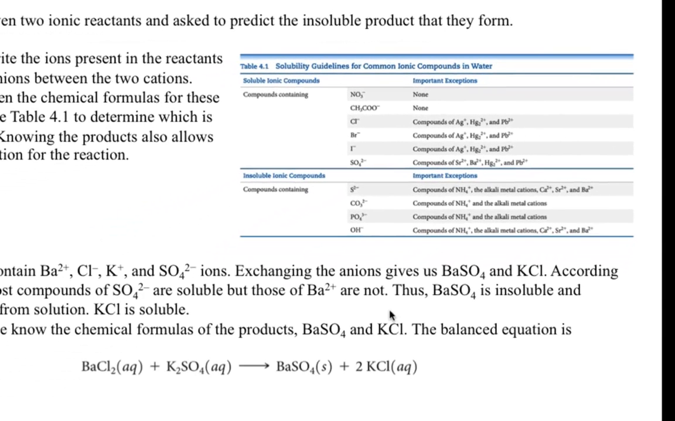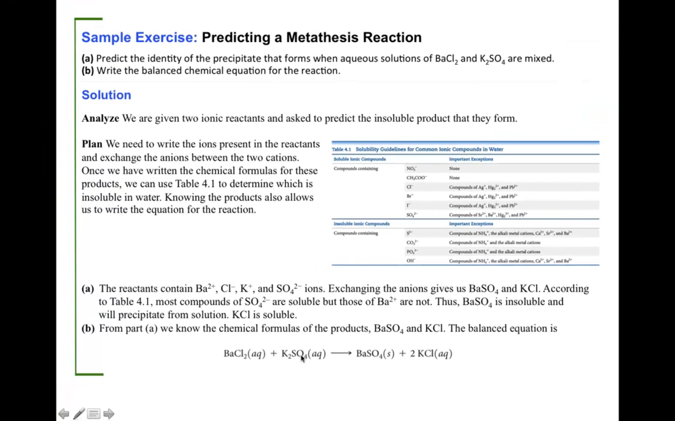So the final reaction will be barium chloride in aqueous solution, which is soluble, plus potassium sulfate, also aqueous. Remember, the sulfates are going to be aqueous without any of these cations, and the same with the chloride: soluble compounds with chloride, with the exception of these three cations, and barium is not one of those. That's why both of them are aqueous as reactants, and will produce barium sulfate, which is a solid, and potassium chloride, which will be aqueous in solution.